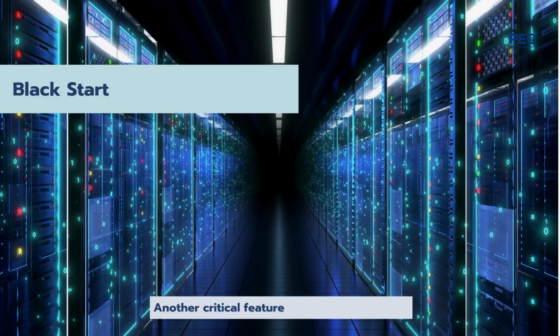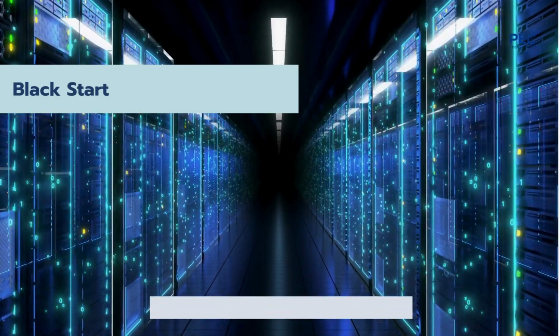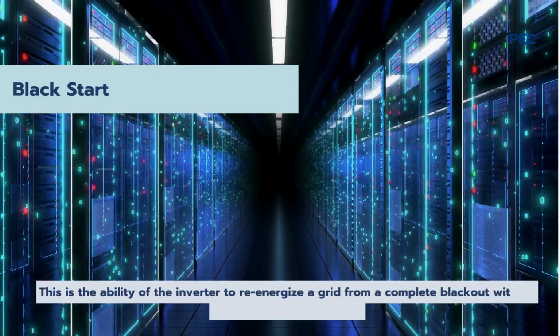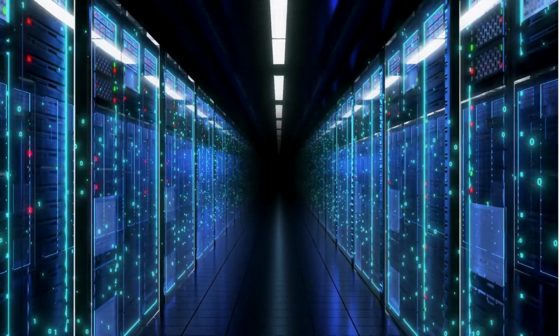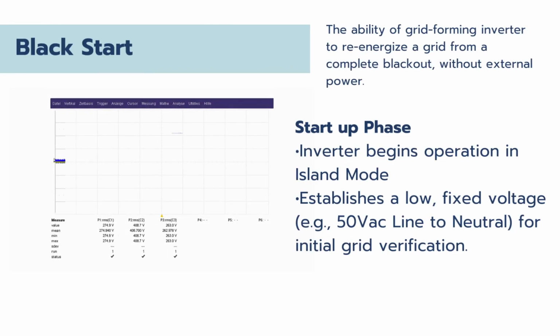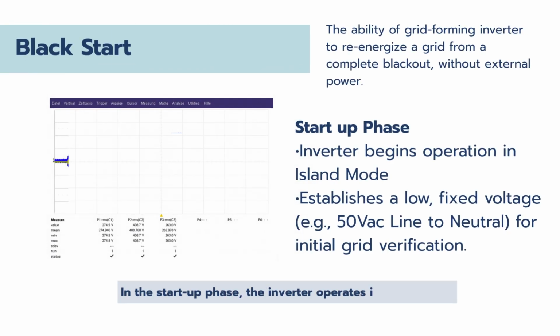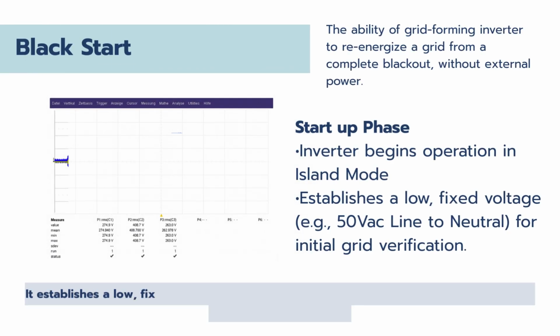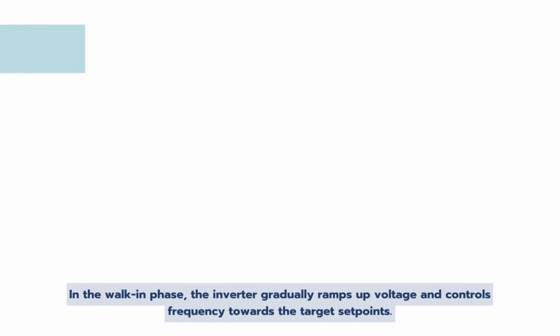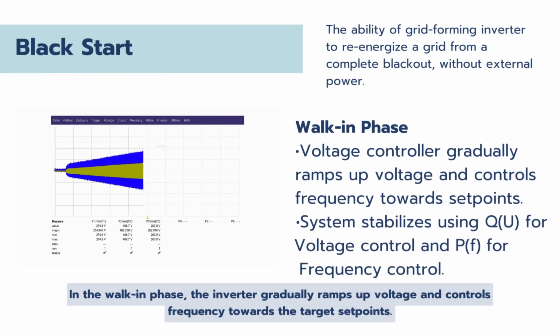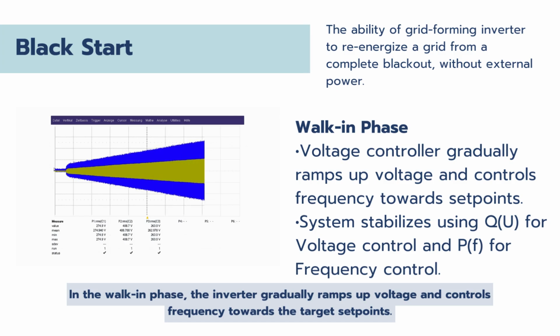Another critical feature of GFMI is black start. This is the ability of the inverter to re-energize a grid from a complete blackout without relying on external power. In the startup phase, the inverter operates in island mode. It establishes a low fixed voltage, for example, 50 volts AC line to neutral, as the first step of grid verification. In the walk-in phase, the inverter gradually ramps up voltage and controls frequency towards the target set points.